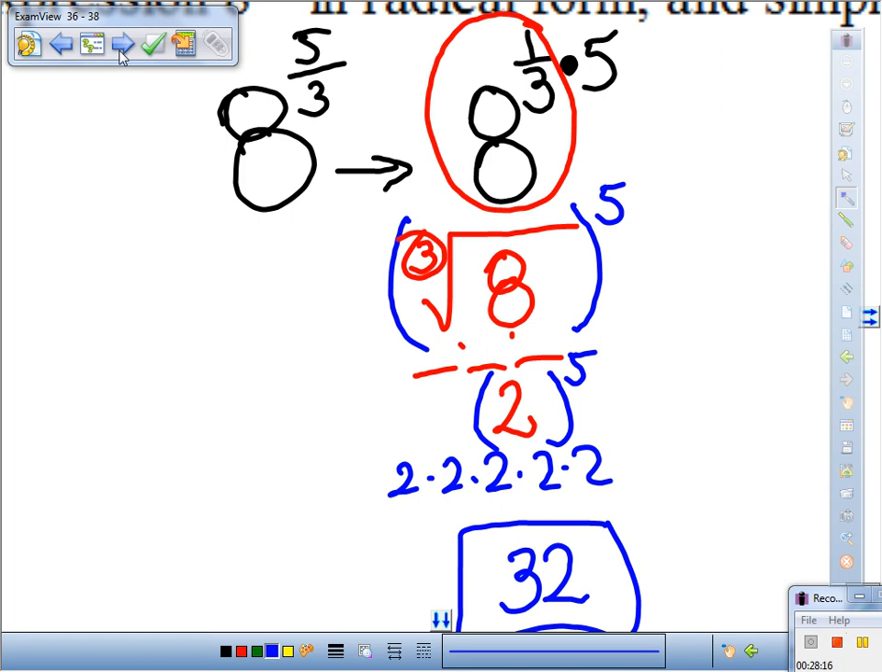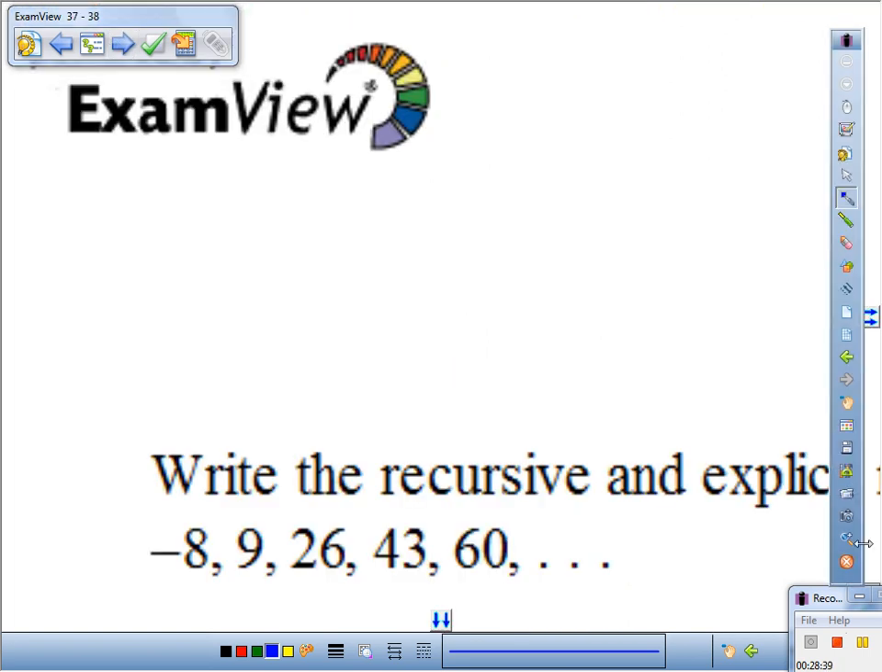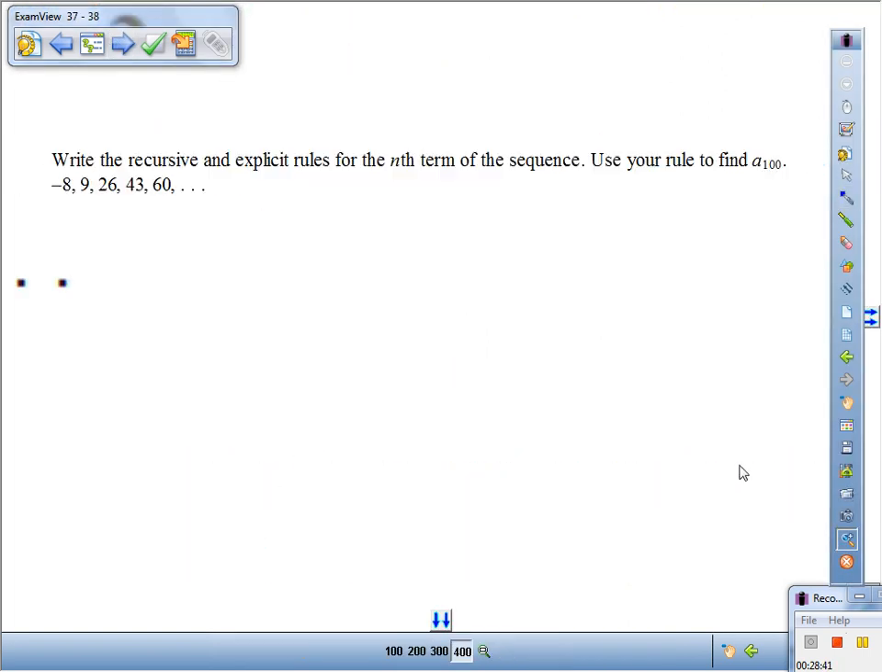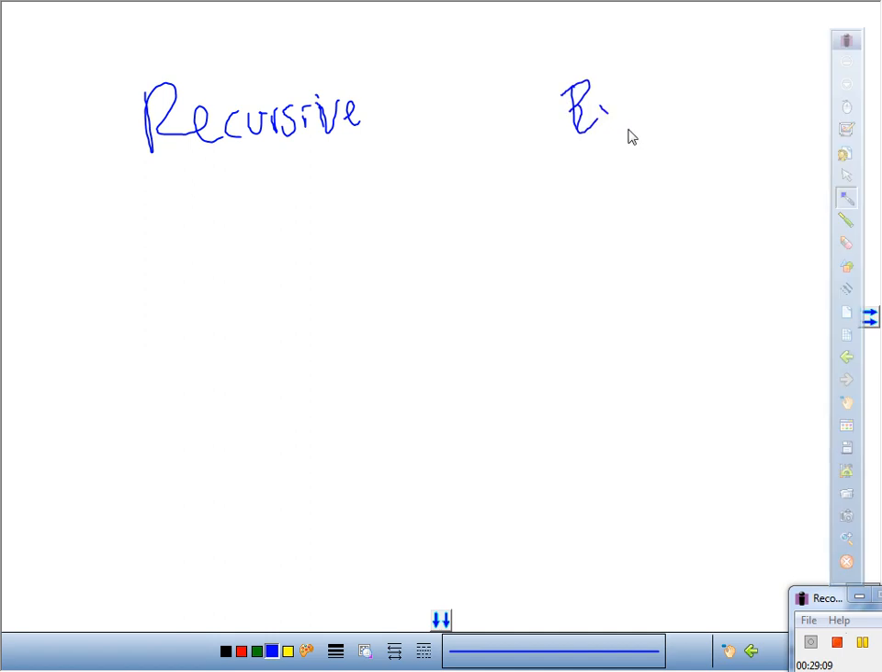Number 37, I'm sorry. It says, number 37, write the recursive and explicit rules for the nth term of a sequence. Recursive and explicit. Before we get started with the last two, let's see. We need recursive and explicit.